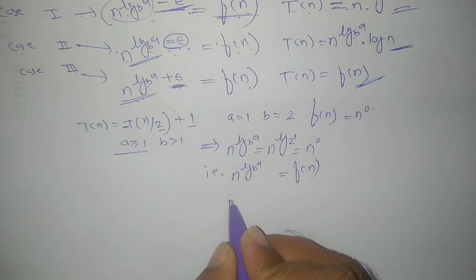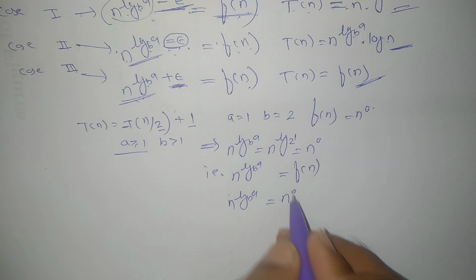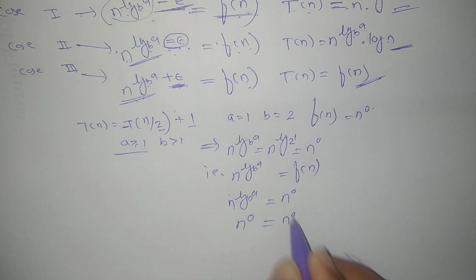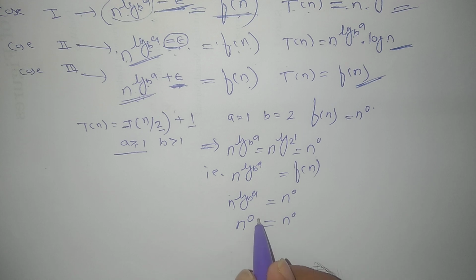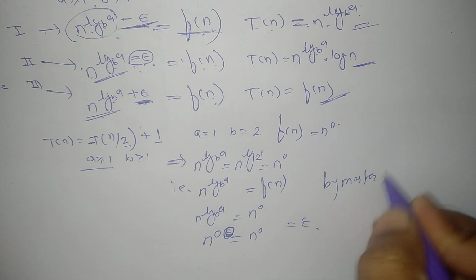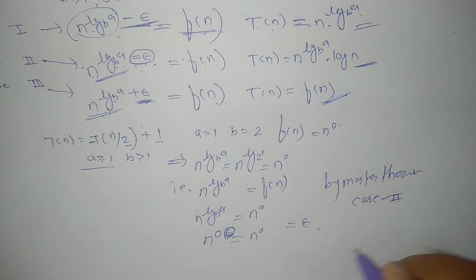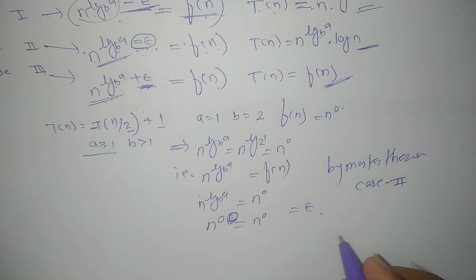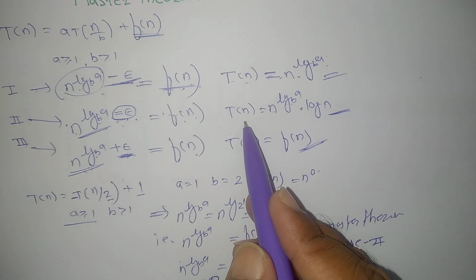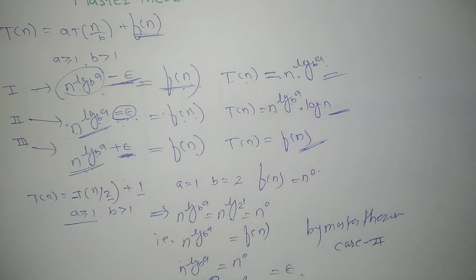So I will write in detail. n to the power log a by b equal to n to the power 0. So n to the power 0 equals n to the power 0. That means whatever the epsilon value here, epsilon is a null value, that means equal to epsilon. So by master theorem, which case will be here? Case 2 will be here. By master theorem case 2, what must be the answer? Check here: T of n equal to n to the power log a by b into log n. That should be the final answer.